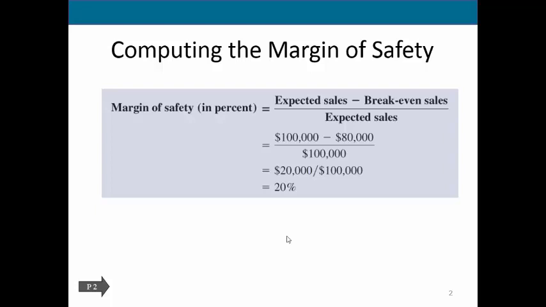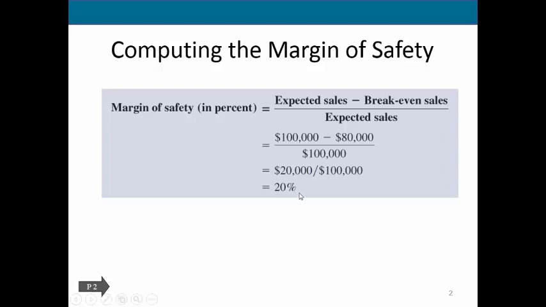So in this example here, we expect to sell $100,000 worth of our product. However, we know that as long as we sell $80,000, we break even, meaning we don't lose money. So the margin of safety is anywhere between our expected sales and our break-even sales. We can calculate the margin of safety as a percentage. That's simply going to be $100,000 minus $80,000, which is a $20,000 margin of safety. Then divide that by the expected sales, and that tells us we have a margin of safety of $20,000 or a 20% margin of safety.